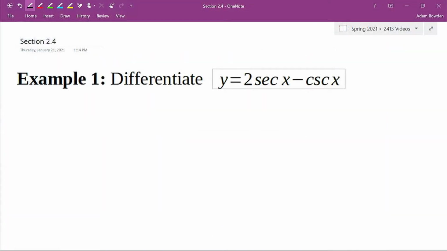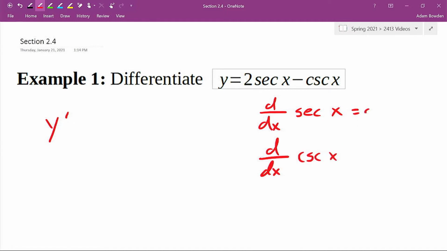All right, for the function y equals 2 secant x cosecant x, we're going to differentiate that and find y prime. The thing to keep in mind here as we try to find y prime are the derivatives of secant and cosecant. So the derivative of secant x was secant x tangent x, and the derivative of cosecant x is negative cosecant x cotangent x.